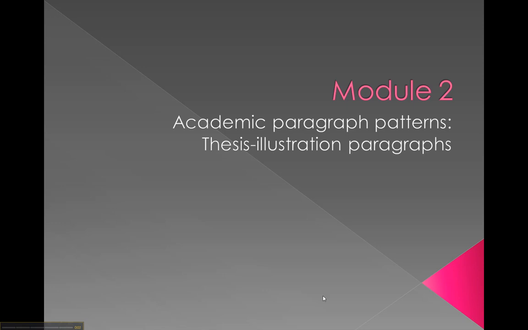Hi again, everyone. So this is the second presentation for week 3, and it's looking at the different patterns that we have in our academic paragraphs that we've just explored in the previous presentation. And in particular here, we're looking at what's called the thesis illustration pattern of an academic paragraph. So let's have a look at that, because this leads you directly to activity 2.6, which is part of your first assignment that you're going to submit next week.